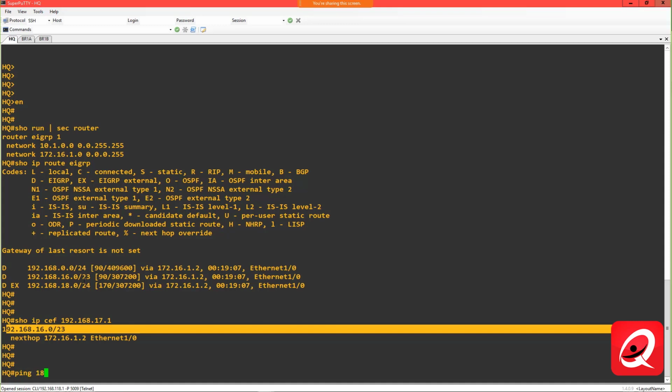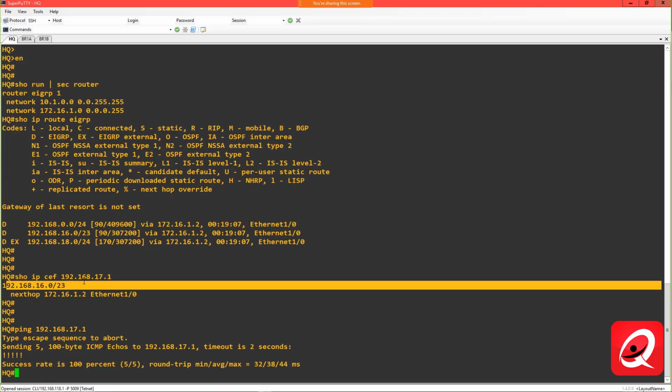I should be able to ping 192.168.17.1, no problem. But again, I'm going to be using that D route, not the DEX route, because of its administrative distance. If they were both D routes, we would definitely use the longest match in this particular case. But because we're doing an AD comparison first, longest match doesn't come into this scenario.